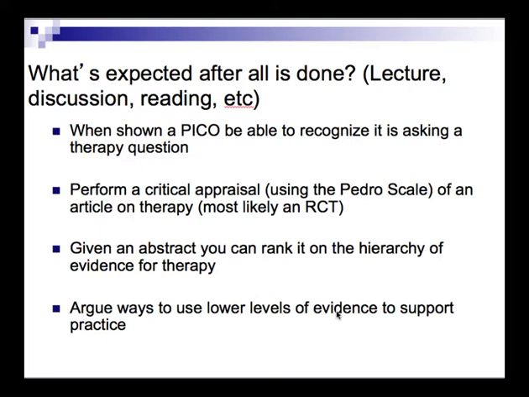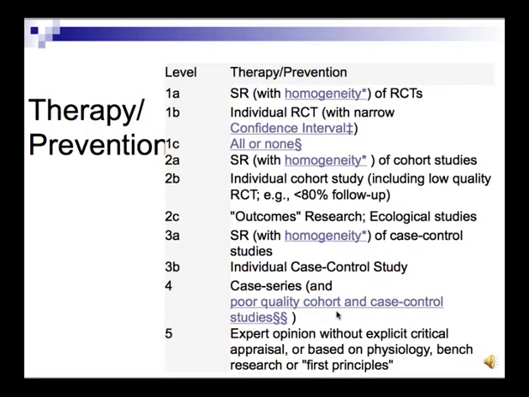And then given an abstract from a journal, be able to tell from the abstract that it's likely a therapy study and approximately whether it's a low or high level study. And then argue ways to use lower levels of evidence to support practice.